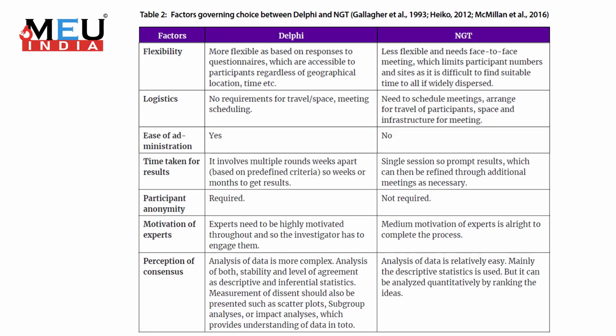Motivation of experts. In Delphi, experts need to be highly motivated throughout, and so the investigator has to engage them. In NGT, medium motivation of experts is all right to complete the process. Perception of consensus. In Delphi, analysis of data is more complex: analysis of both stability and level of agreement, as descriptive and inferential statistics. Measurement of dissent should also be presented, such as scatter plots, subgroup analysis, or impact analysis, which provides understanding of data in toto. In NGT, analysis of data is relatively easy. Mainly descriptive statistics is used, but it can be analyzed quantitatively by ranking the ideas.